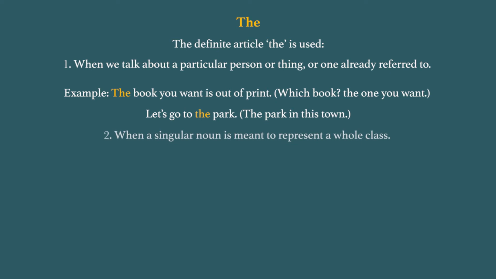Second example is when a singular noun is meant to represent a whole class. Example: the cow is a useful animal. The horse is a noble animal.